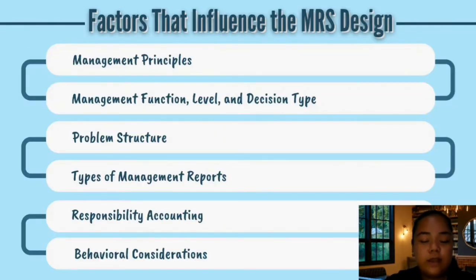Factors that influence the MRS design. Understanding of the information that managers need to deal with the problems they face is needed to design an effective MRS. There are several factors that influence the MRS design. These are management principles, management function, level and decision type, problem structure, type of management reports, responsibility accounting, and behavioral considerations, which will be discussed in the rest of our reporting.